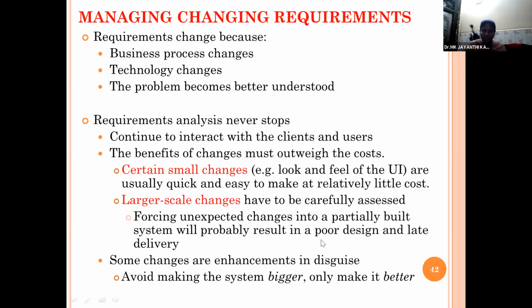If you do the changes often, it may increase the cost and the time. The changes in the requirements may be classified as small changes or large changes, depending upon the changes we are going to make in our project. Avoid making the system bigger, only make it better. The changes should be done so that the complexity is reduced and the efficiency of the project is improved, and the time and cost are reduced.